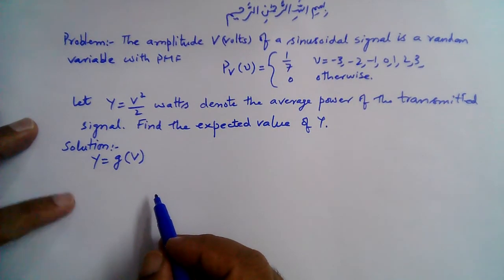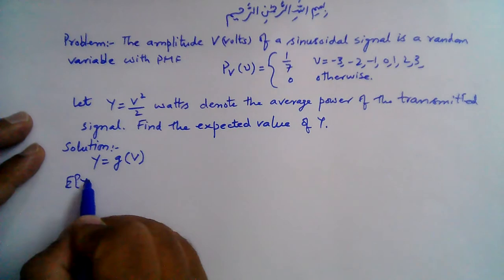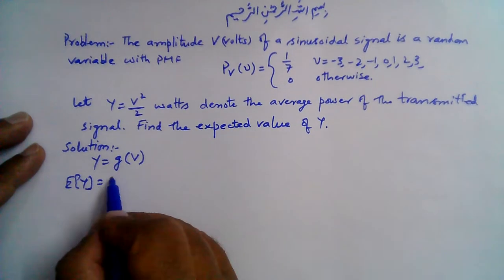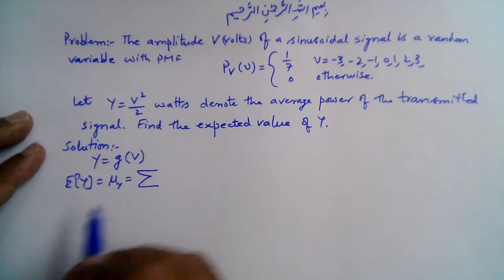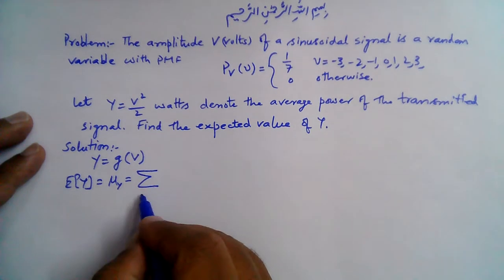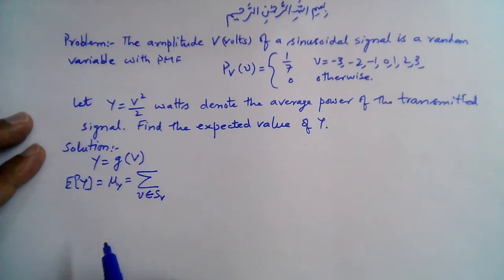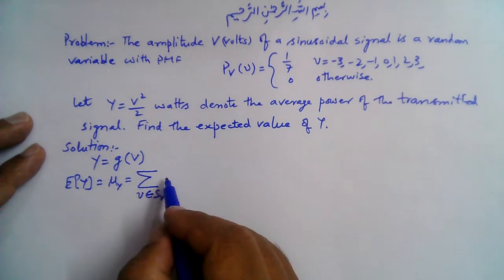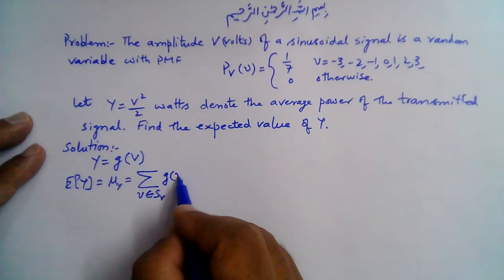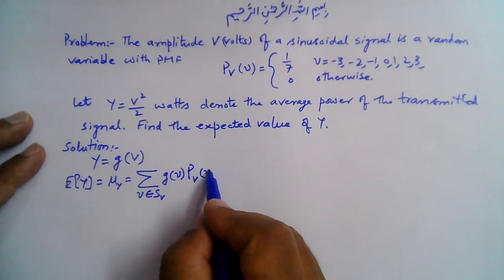So the expected value of derived random variable Y, for example, if Y is a derived random variable, the expected value is also denoted like this, mu Y. This is given by this sum. So for all the values of V from its range S_V, this expected value is equal to the sum of these products. So g(v) multiplied by the corresponding probability of V at that value.